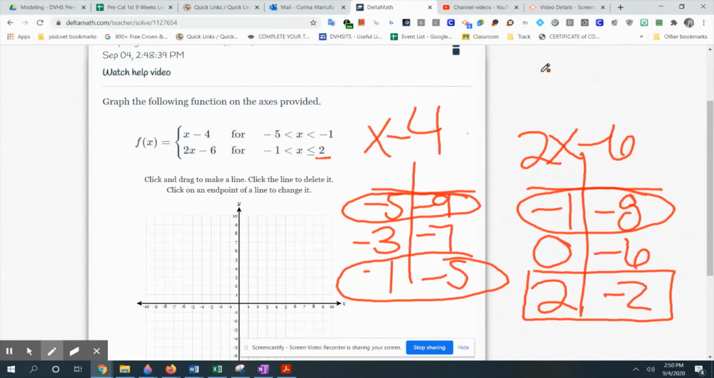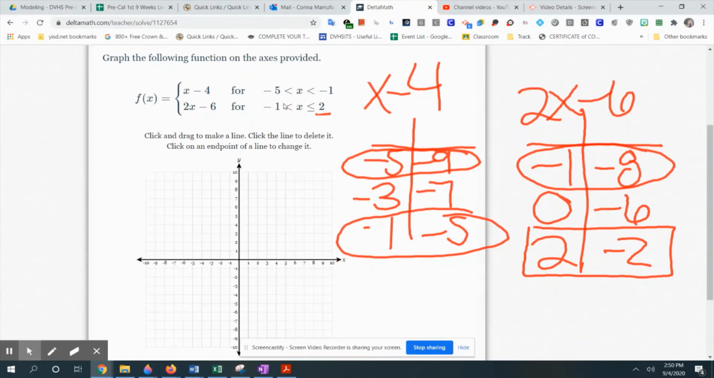Okay, so we're going to go ahead and graph this. So it's between -5 and -1. At -5, it's -9. So -5 and -9 is here. And then we're going to drag it all the way up to -1, -5. Okay, and so remember, it needs to be an open circle here at -5 and an open circle here at -1. Okay, the next piece of the graph is -1, -8, and 2, -2.